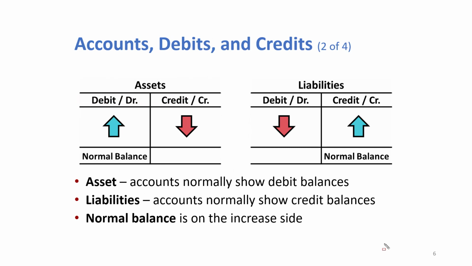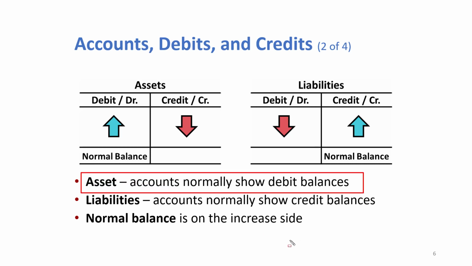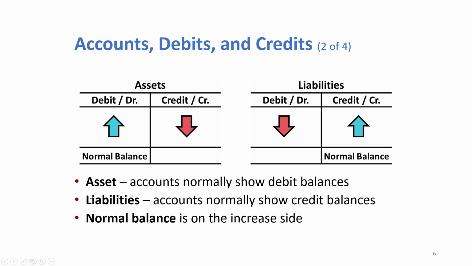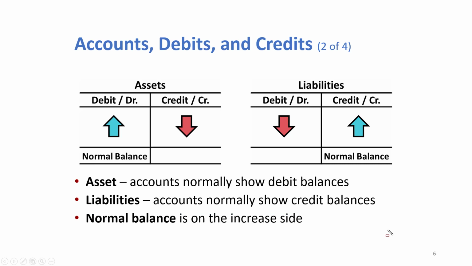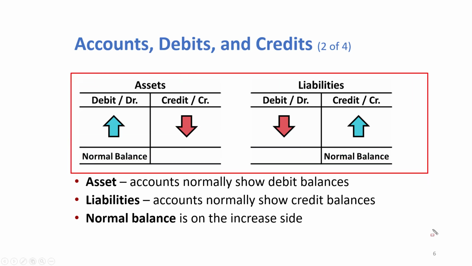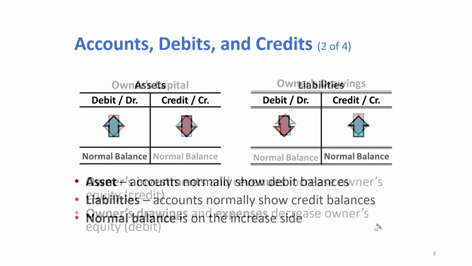In a double entry system, there are some rules for the components of the accounting equation. That is, asset accounts normally show debit balances. Liability accounts normally show credit balances. Normally, the normal balance is on the increase side of this illustration. That is, normally when assets increase, it will be a debit. And if liabilities increase, that will be a credit.